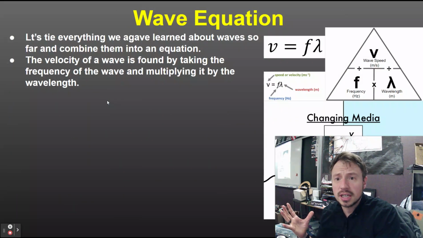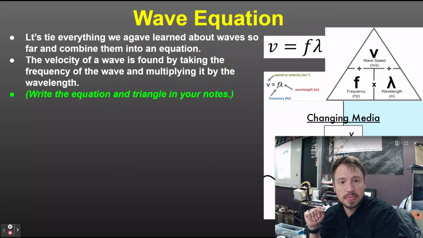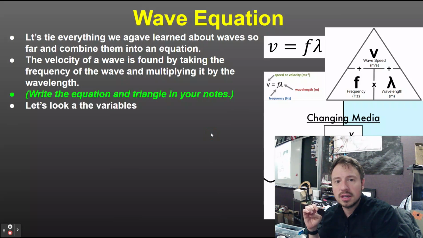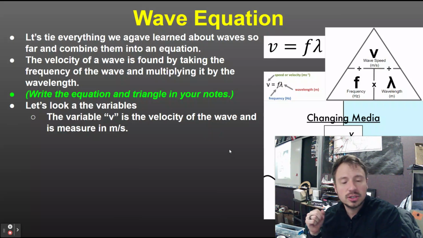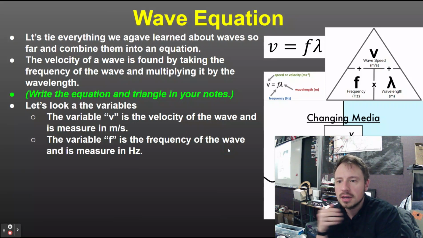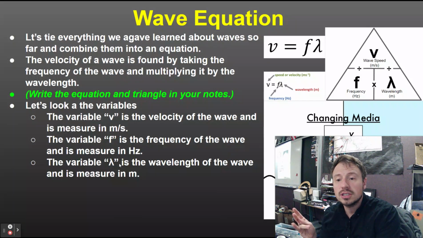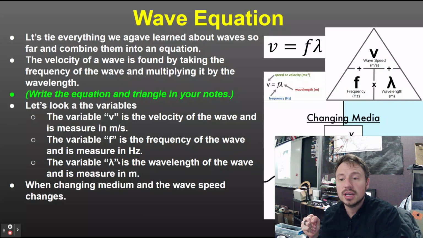So let's put all this together in the wave equation. Let's look at the variables. The variable v is the velocity of the wave, measured in meters per second. We just call it wave speed. The variable f is the frequency and is measured in hertz. And this is the lowercase lambda, so it's the wavelength of the wave and is measured in meters.